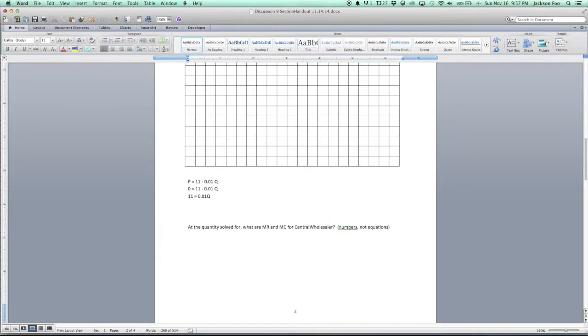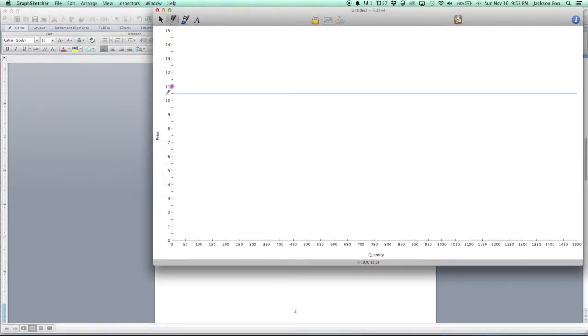11 equals 0.01Q. And we have Q is equal to, we have to multiply by 100, so we have 1100. So Q would be 1100. So let's go ahead and sketch that. Okay, so from 11 to 1100 on the quantity side.